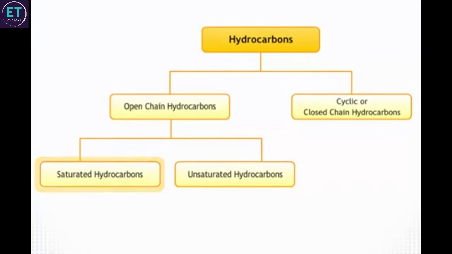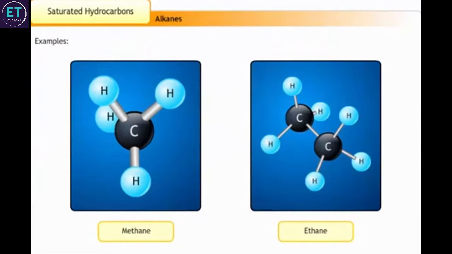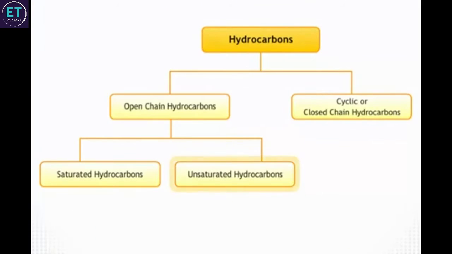Saturated hydrocarbons are straight-chain compounds containing only single covalent bonds. These saturated hydrocarbons are also known as alkanes. Methane and ethane are examples of alkanes. Unsaturated hydrocarbons are the straight-chain compounds containing double or triple covalent bonds.